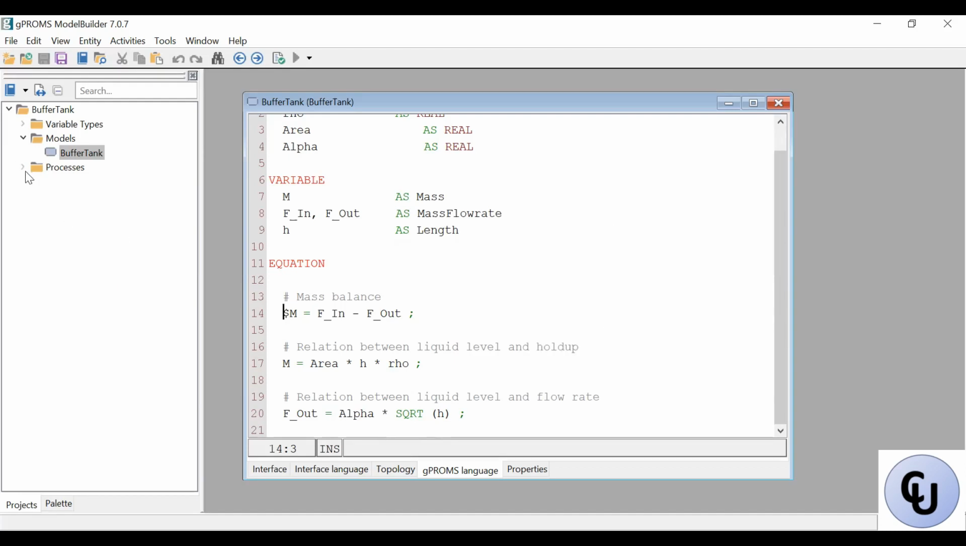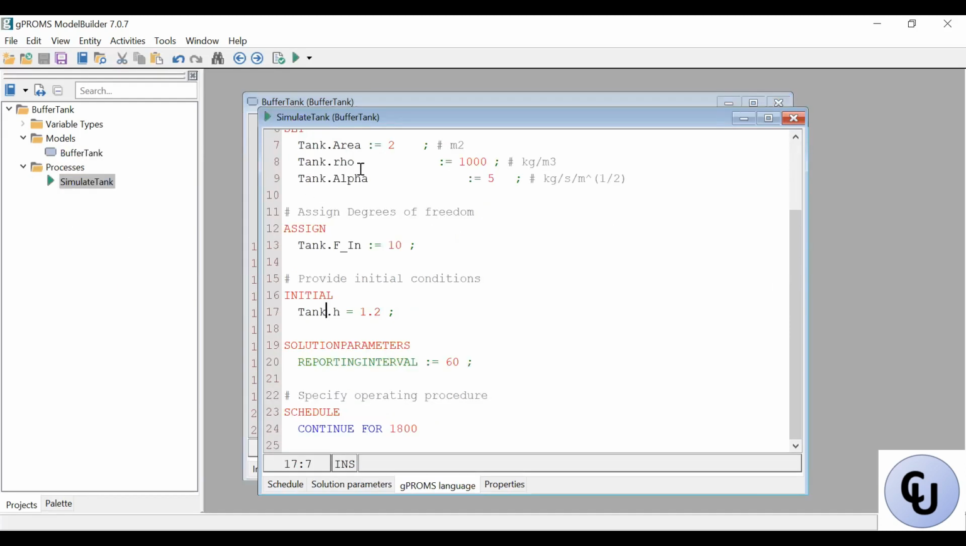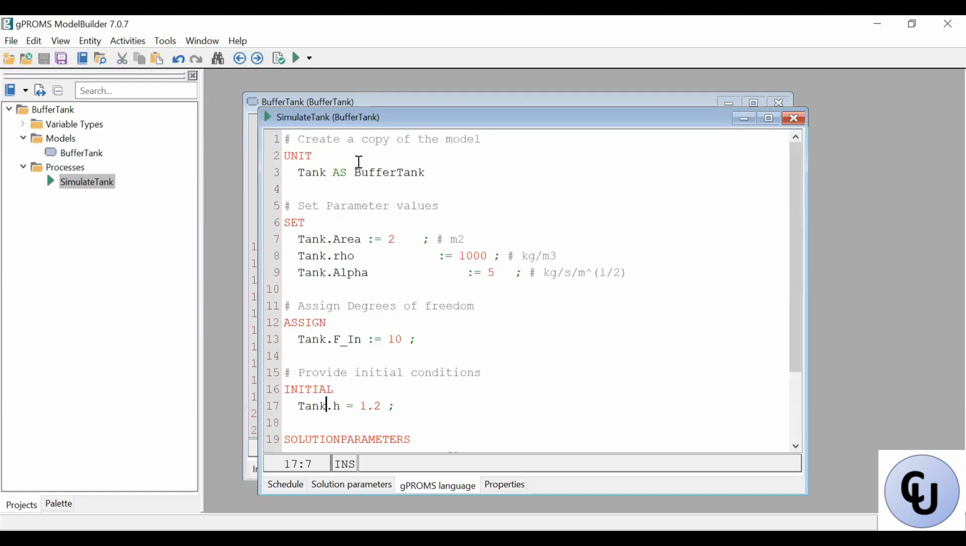Now, if we go to the process, the first thing we do is to create a copy of the model. So we call it tank as buffer tank. This is the name I'll be using in this process. This is the name of the model created. Then set the values of the parameters. There are 3 parameters: the area, the density, and alpha. And assign the degrees of freedom. Remember, degrees of freedom is 1. We need to make 1 specification to be able to solve the problem.